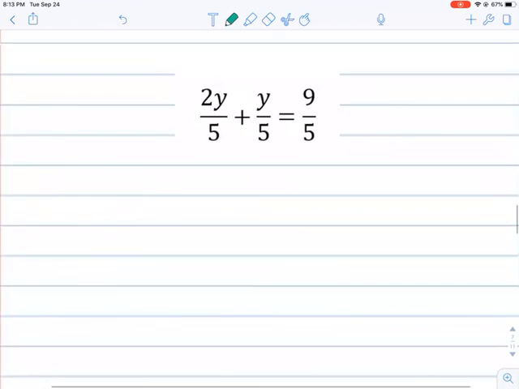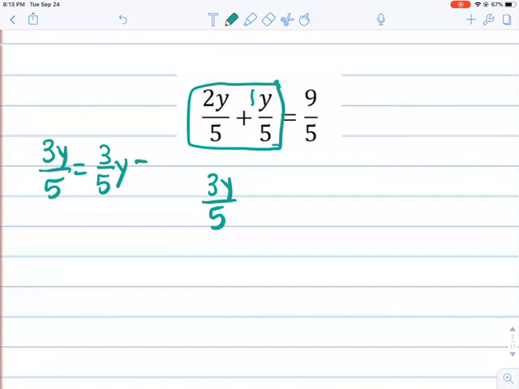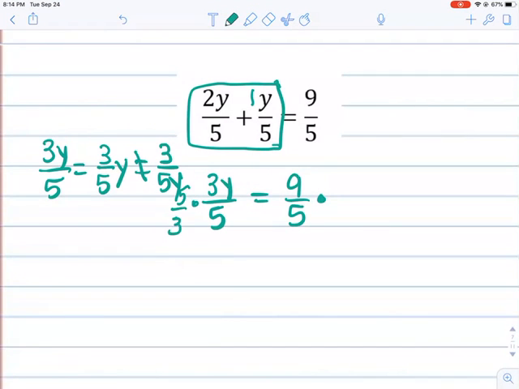So same kind of thing. We could either just go ahead and combine these like terms. They both have fifths, so we don't need to find a common denominator. So you can add 2y plus 1y, which is 3y over 5, which, by the way, is the same thing as 3/5 y. But it is not the same thing as 3 over 5y. Those are not the same. So 3/5 y equals 9/5, and then we can multiply by the reciprocal of 3/5, which is 5/3.